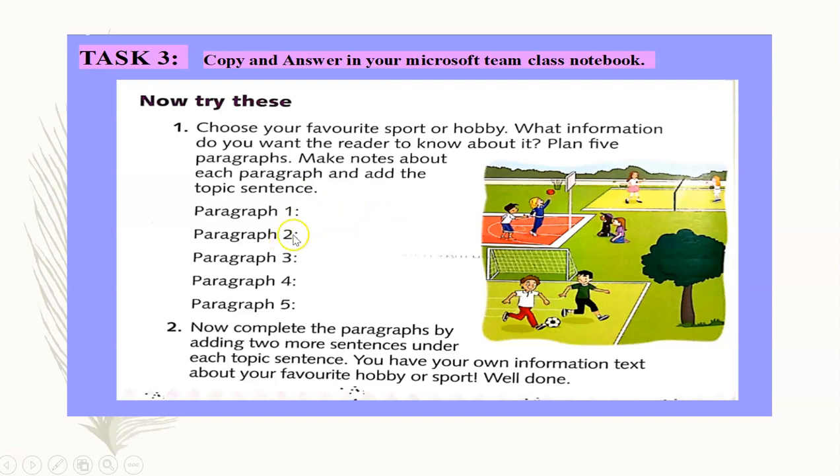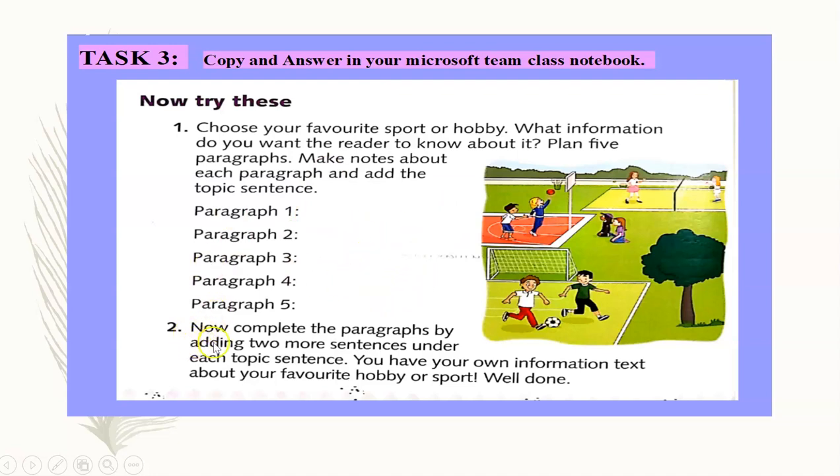In paragraph 2, you may have the equipment as your topic sentence. Paragraph 3, you can have here the rules or the instructions of the game. Paragraph 4, your topic sentence could be some of the players or the number of players. And paragraph 5, you may have your conclusion, how a team could win the game. So that's just one example of a paragraph or a topic sentence of the paragraph.